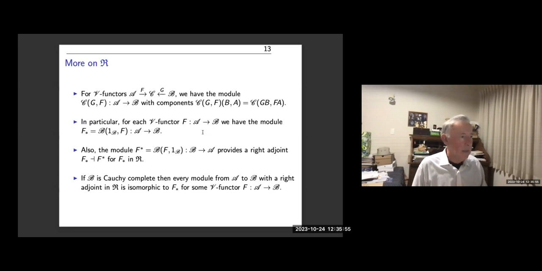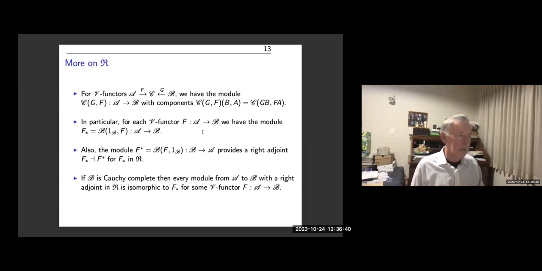So if you're given two V-functors now, you can get a module out of it. You've got a functor F from A to C and a functor G from B to C. You get a module, which I'm calling script C(G,F). It's like a HOM, because you can think of a functor as being a generalized object of a category. And so you should be able to talk about the HOMs between functors into that category. And that's what this thing is. Its value at B, A is the HOM of the values of G and the values of F.